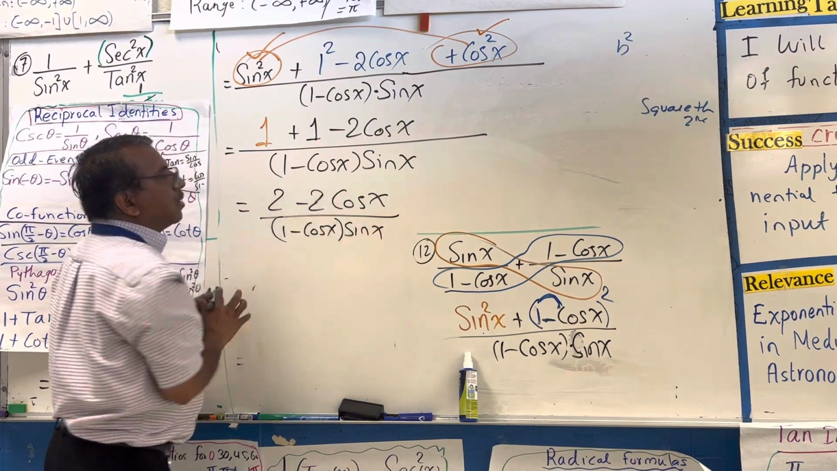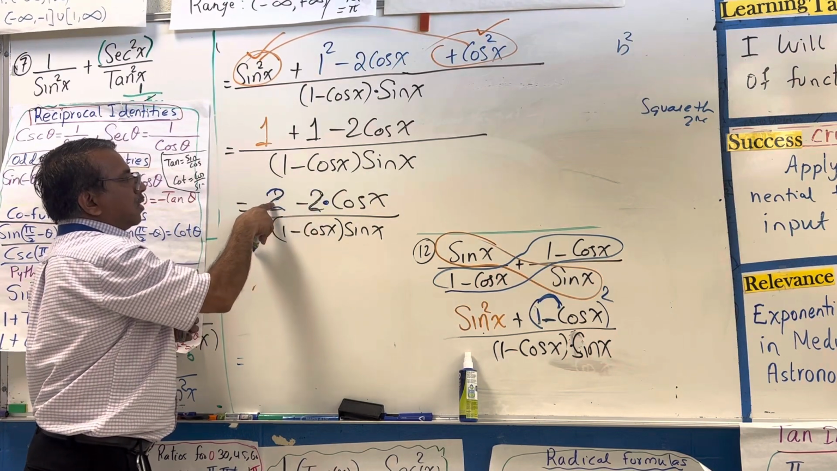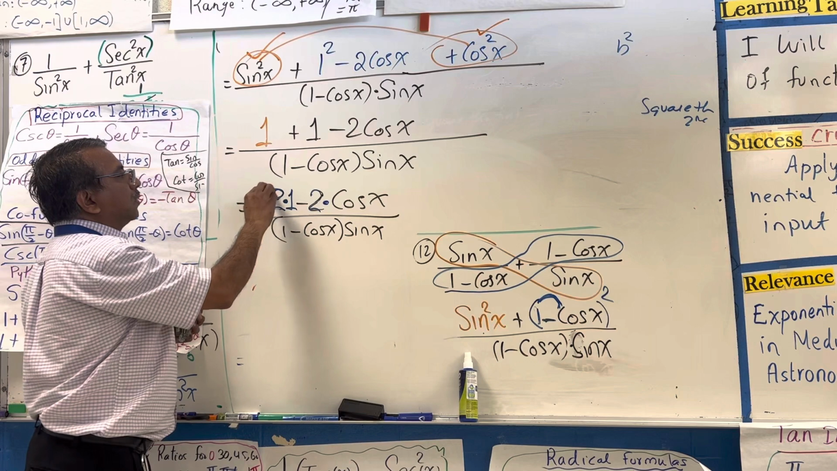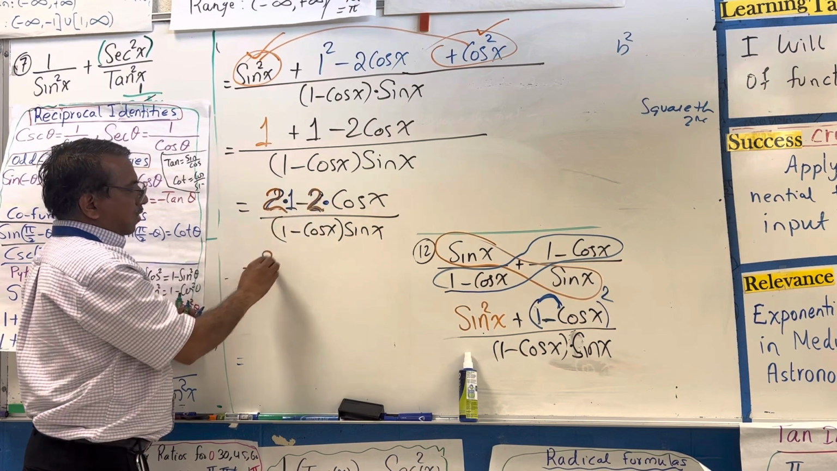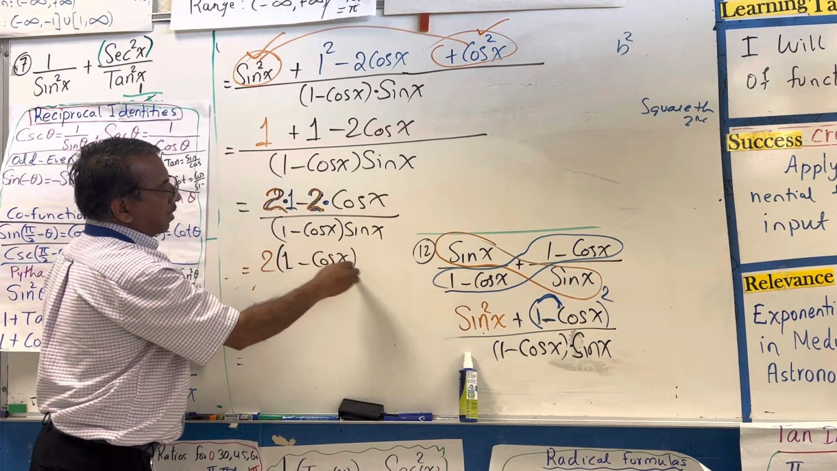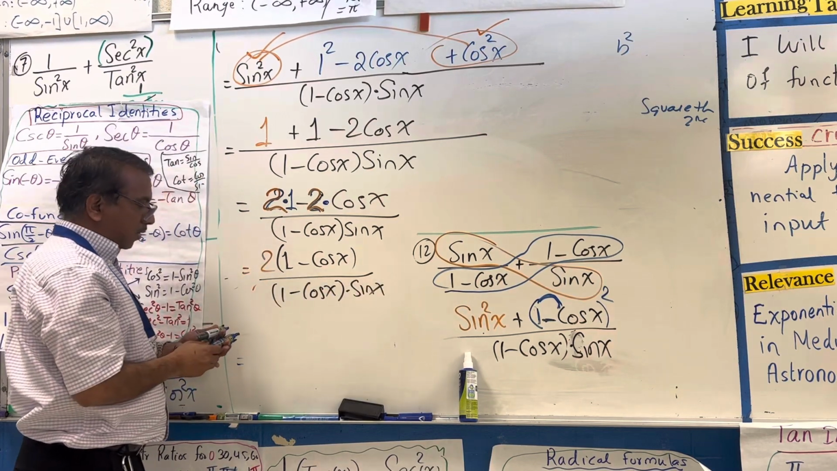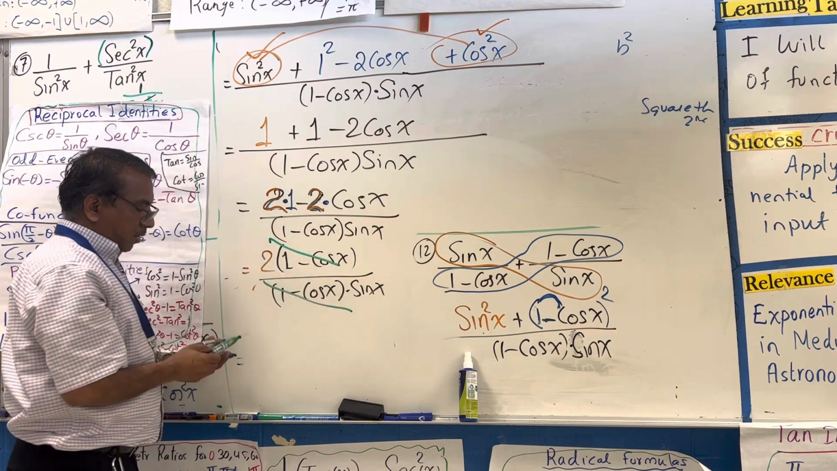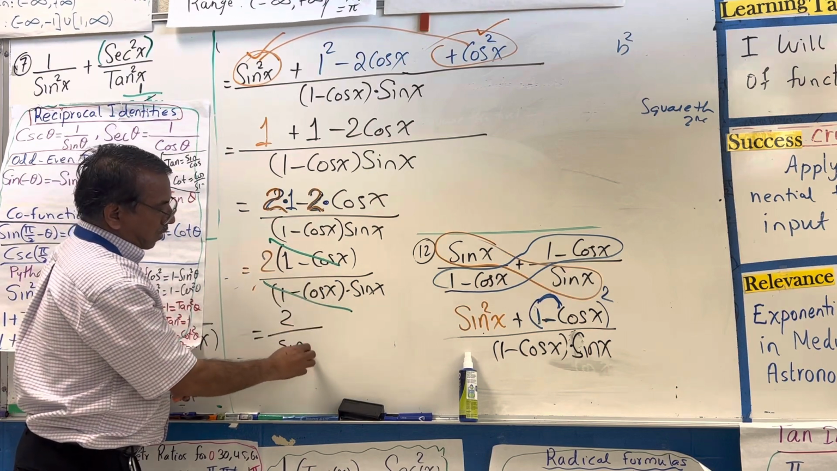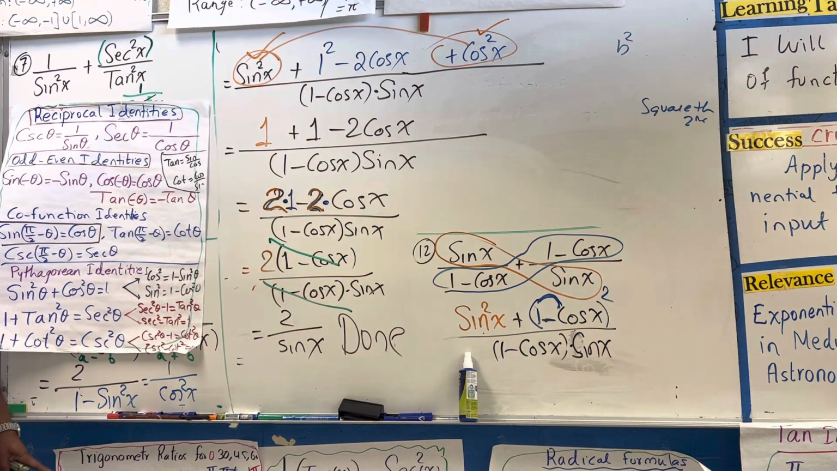And you can use the distributive property in reverse. This 2 which you see here is 2 times 1. So we can undo this and pull this 2 out. So this 2 is out, and write 1 minus cosine of x. And you can clearly see that in the denominator we already have that 1 minus cosine x. And we can cross this out. So what I'm left with is 2, and done. Okay. So I'm done with this.